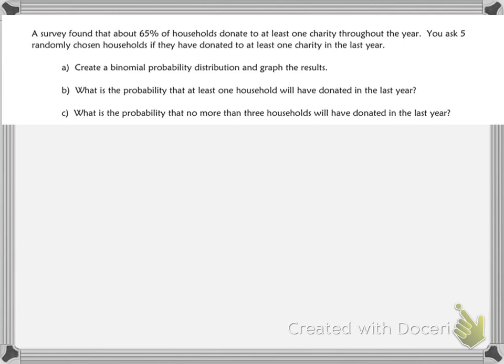65% of households donate to at least one charity. You asked 5 randomly chosen households. So we're going to need to do all of the outcomes possible here from 0 to 5, because we could have 0 of those 5 say they donated to a charity all the way up to 5 out of 5. So we'll start with 5C0 all the way down to 5C5.